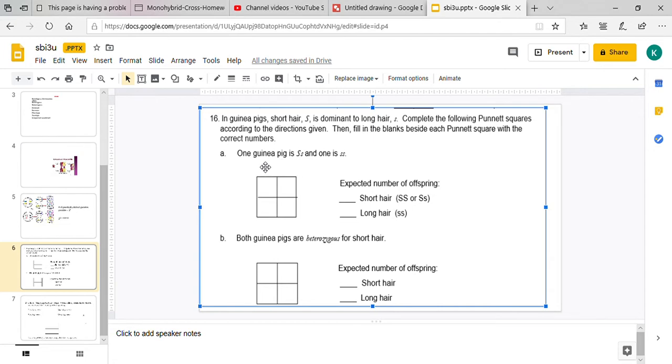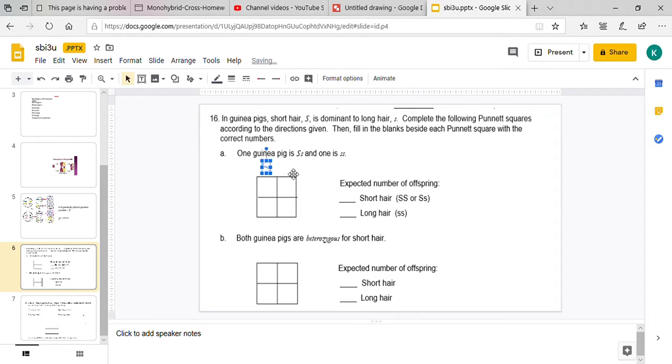One of the parents, this is the information we're given: one guinea pig is homozygous dominant, and the other pig is homozygous recessive. Typically you would put the mother gametes up here, but we don't know who's who, so it doesn't really matter. We'll just put the homozygous dominant over on this side, and we'll put the homozygous recessive on the vertical side. So that's two lowercase s's.